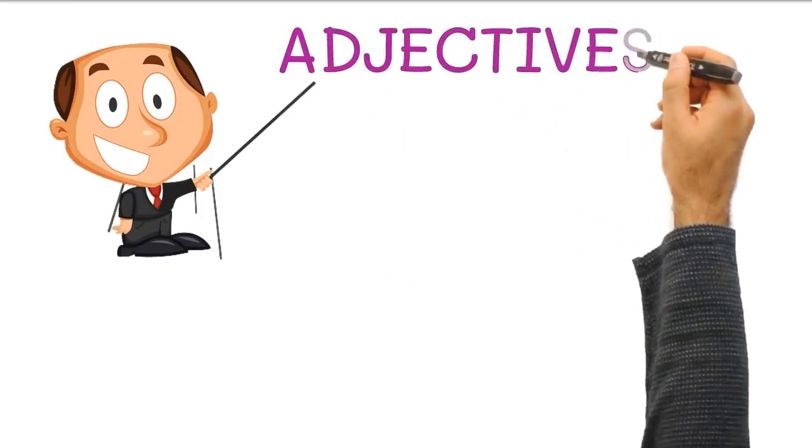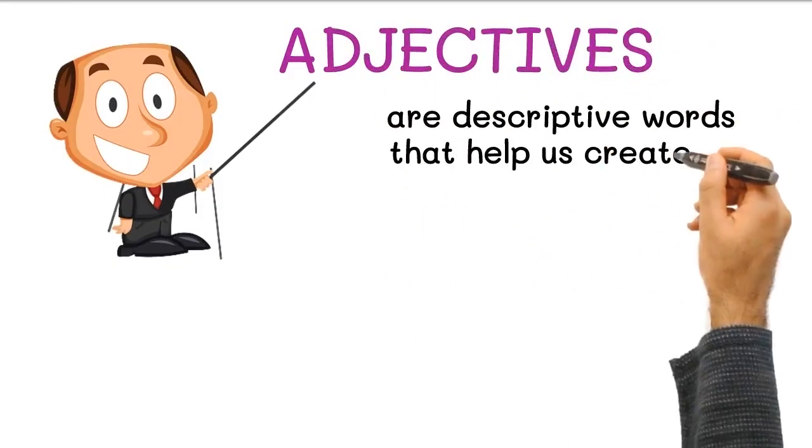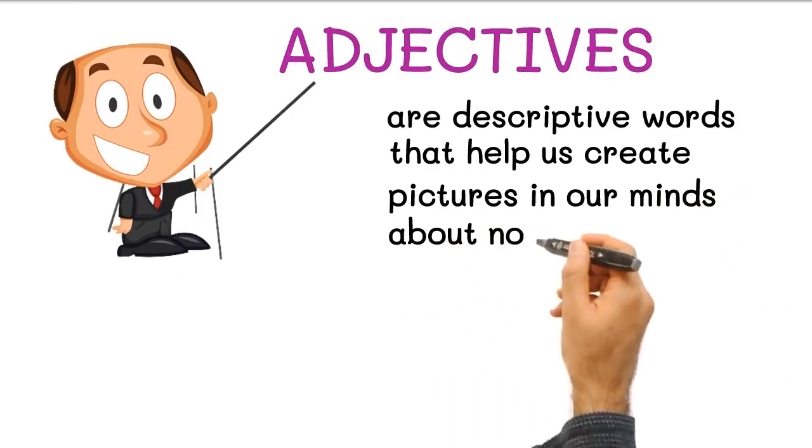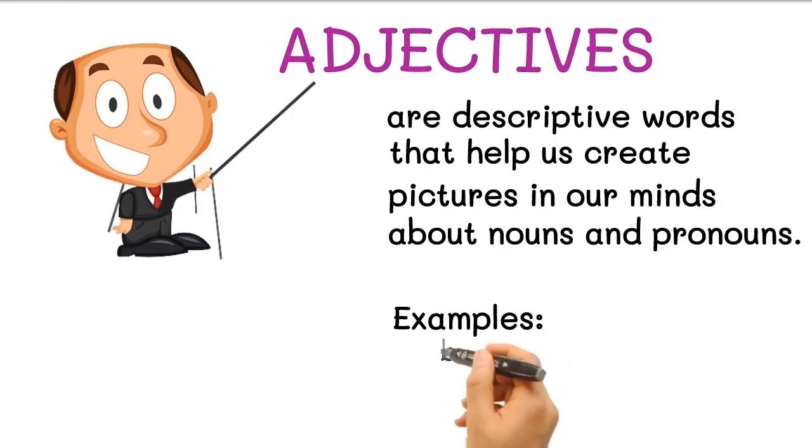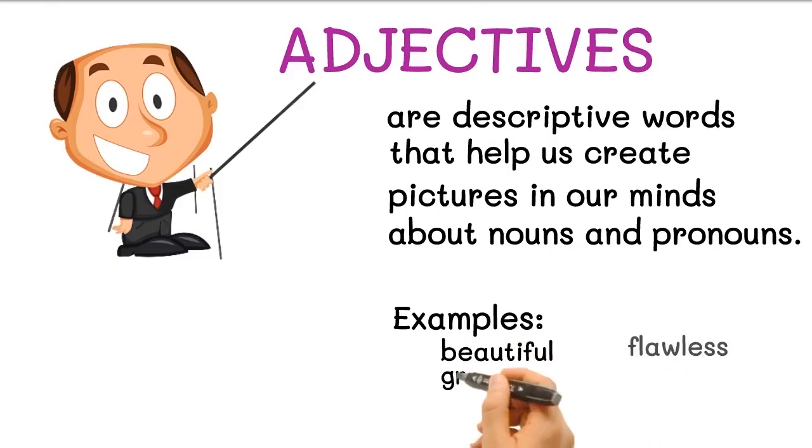Adjectives are descriptive words that help us create pictures in our minds about nouns and pronouns. Examples are beautiful, flawless, greenish, careful, trendy.